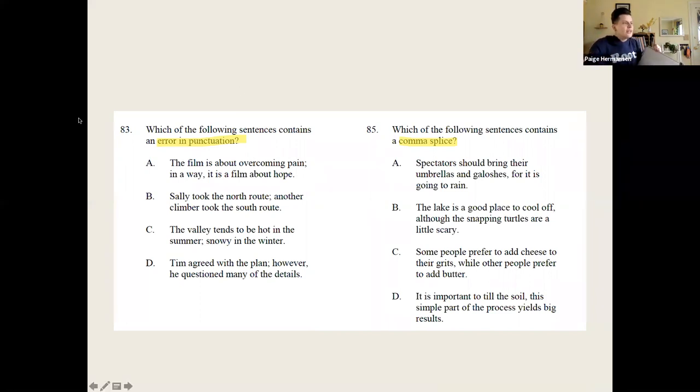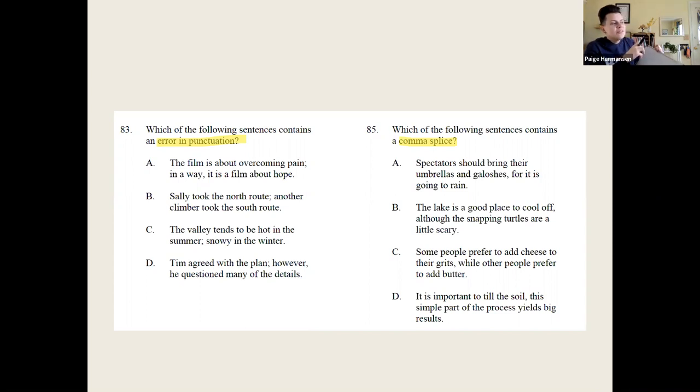So let's look at this question 83. Which of the following sentences contains an error in punctuation? Do you see our friend the semicolon here and here and here and here? So let's look at what's on each side of the semicolon. We're looking for the error, not the correct usage, right? "The film is about overcoming pain; in a way, it is a film about hope." We're good there, right? If you imagine a period instead of a semicolon and punctuate that second clause correctly, "This film is about overcoming pain. In a way, it's a film about hope." Those are two independent clauses, right? So that's good. Excellent. That is a correctly used semicolon.